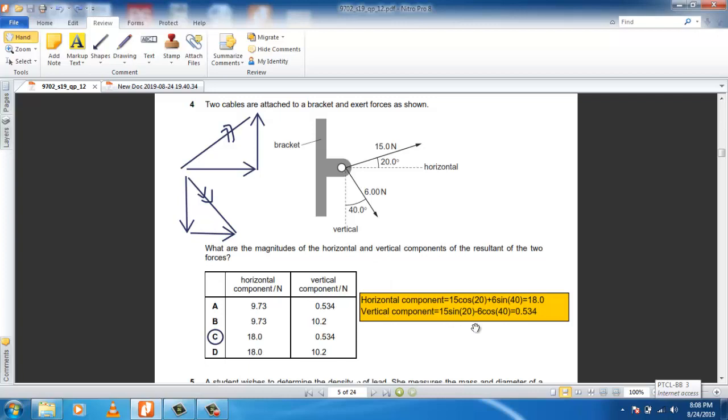The horizontal components become 15 cos 20 and 6 sine 40, so this becomes 18. The vertical components become 15 sine 20 minus 6 cos 40, so this becomes 0.534. See, 6 cos 40 is in this direction, and for the 15 one it's in the upward direction, so they are in opposite directions, so it gets a minus, so 0.524. So it's C.